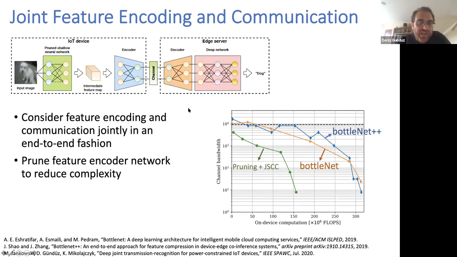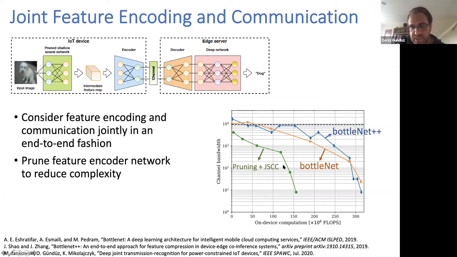So typical image compression schemes should not be good. So again, we looked at, in this case, basically limited complexity at the encoder. So what can I do if I'm using this joint source channel coding type of approach? And now what we will do is we will also prune the network to reduce the complexity at the encoder. And here are some examples.